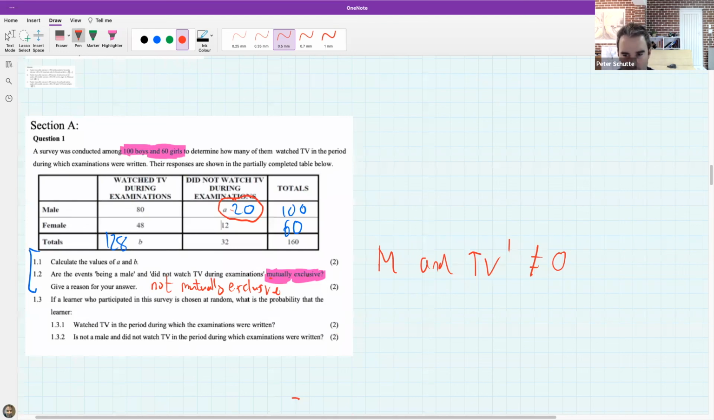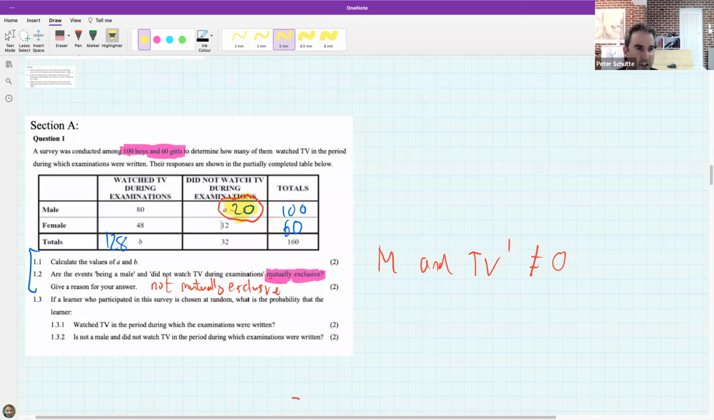You also got it completely right. Things are mutually exclusive if the moment you're in one set, you can't be in the other. But in this case, you can definitely be a male and not watch TV during an examination. In fact, there are 20 males who didn't watch TV during the examination, and they are hiding out over here. Just give me a thumbs up if you understand that. Mutually exclusive is different wording to independent. Okay, cool.